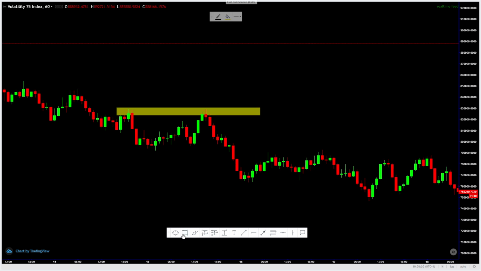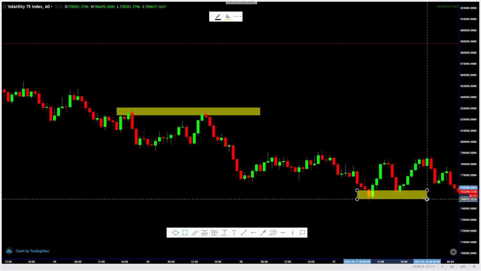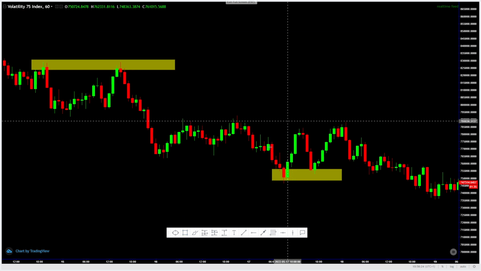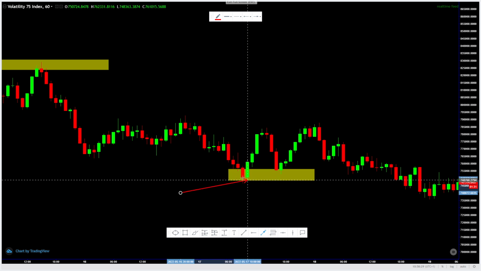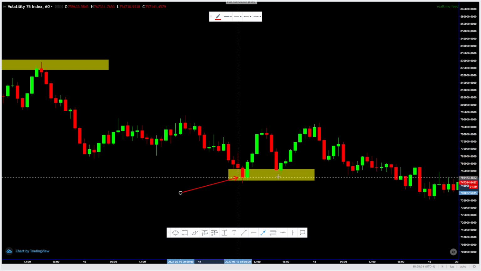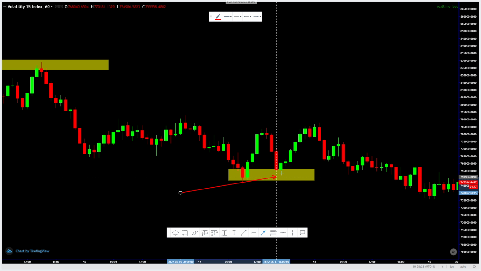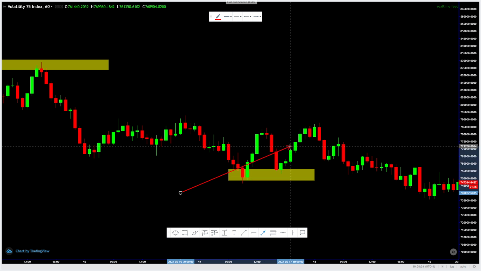Here we have a beautiful double bottom. You guys can see we have this reason right here, a first leg. There we have a second leg, weak rejection, and there we have a bullish move to the upside.